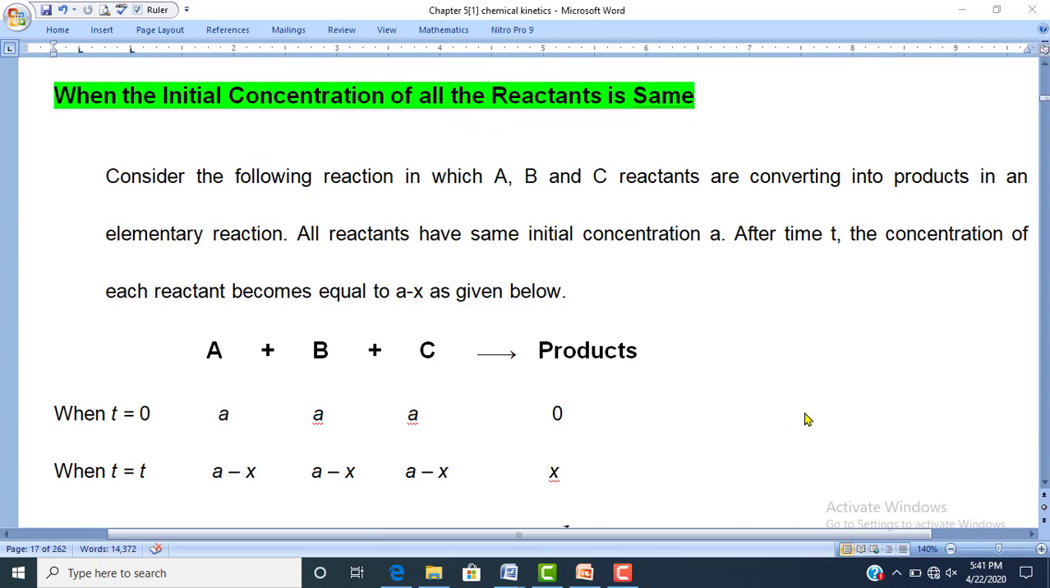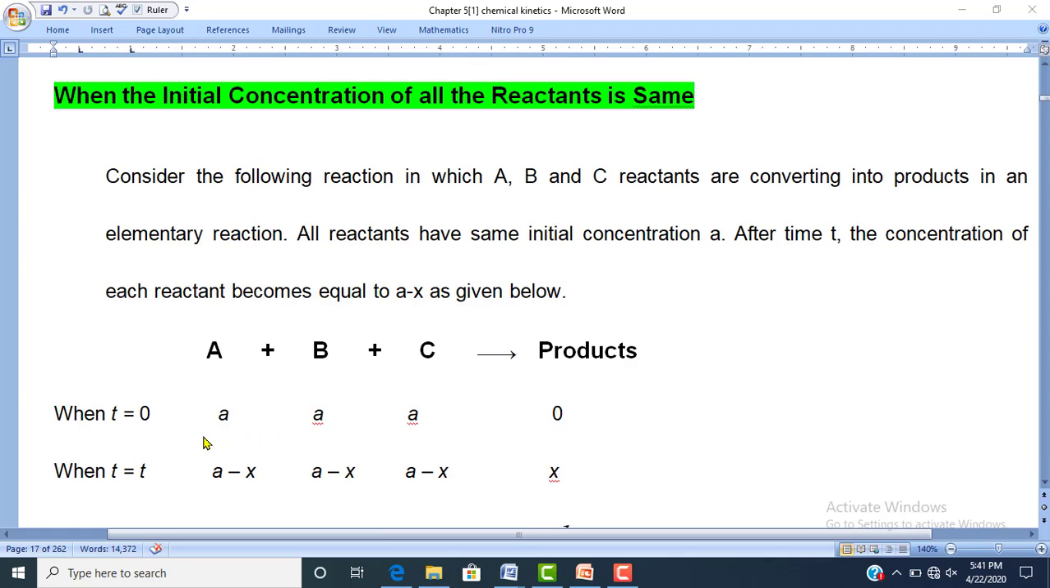Dear students, to understand the kinetics of such type of reaction, we consider that we have 3 reactants. One of the reactants is A, second reactant is B, and the third reactant is C. We also further suppose that when time was 0 second, then we have a mole of reactant A, a mole of reactant B, and a mole of reactant C.